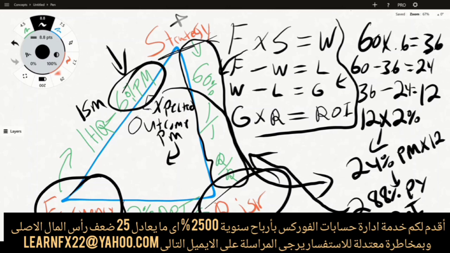I hope this has been helpful. Again, make sure you write down this formula. It is an elementary formula at best, very simple formula, but it's something that I've used my entire trading career to help me turn mediocre strategies into extremely profitable ones. I hope it's been able to do the same thing for you.